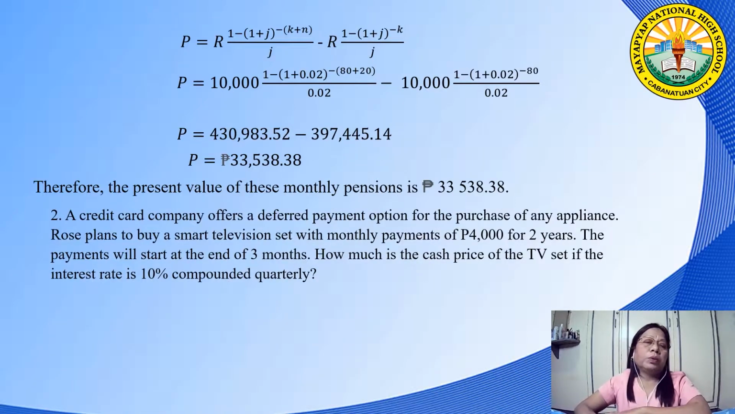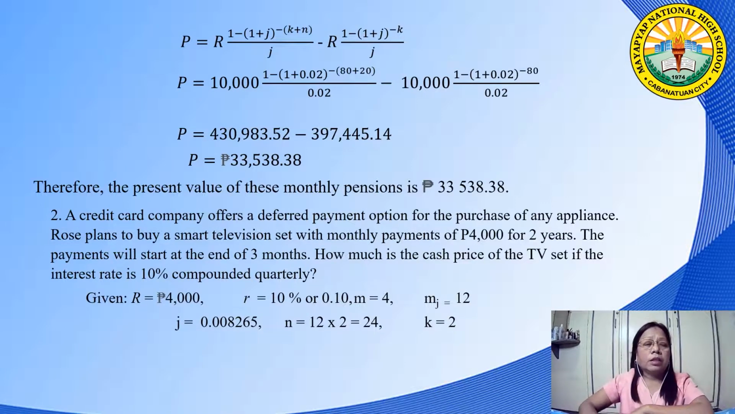Number 2, a credit card company offers a deferred payment option for the purchase of any appliance. Rose plans to buy a smart television set with monthly payments of 4,000 for 2 years. The payments will start at the end of 3 months. How much is the cash price of the TV set if the interest rate is 10% compounded quarterly?